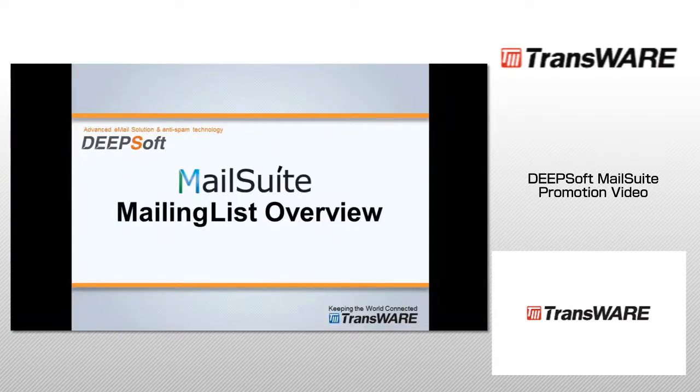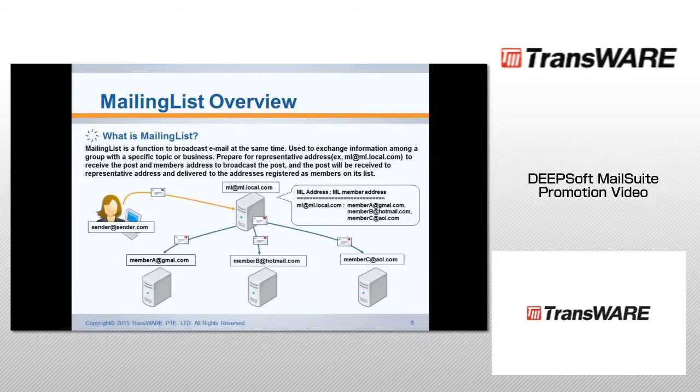MailSuite has a mailing list function by default. This mailing list function is a system to broadcast the same mail at the same time to multiple addresses. This function is utilized in the case of exchanging information among a group which has specific topics or tasks. To use this mailing list, prepare a representative address to receive the post and member addresses to broadcast the post. When someone in the group posts a mail to the representative address, the mail is delivered to addresses registered as members on the list.